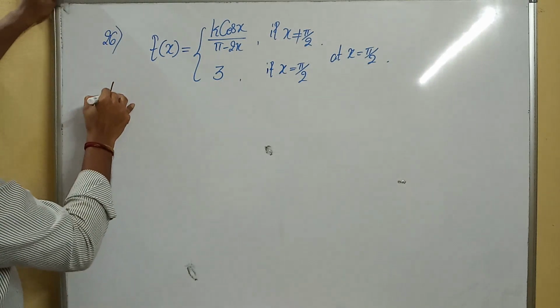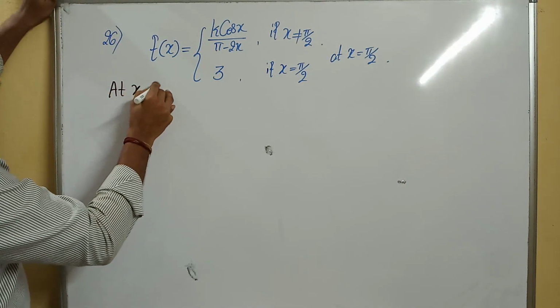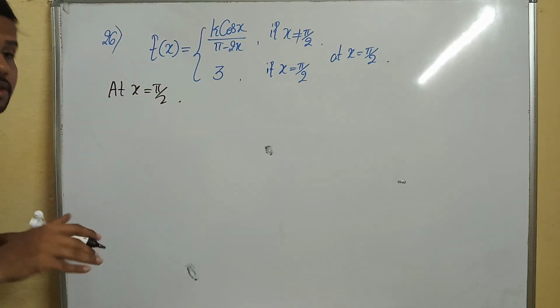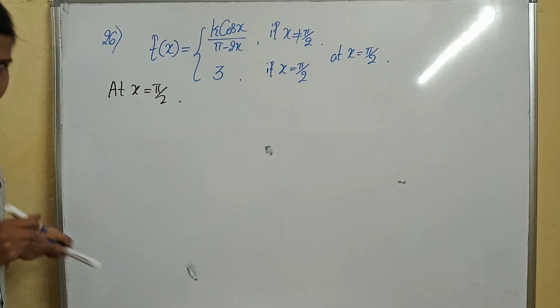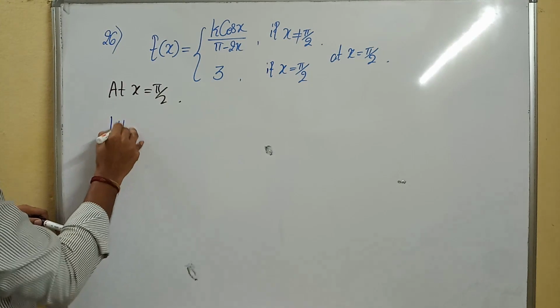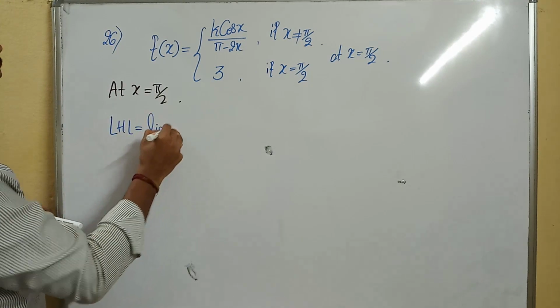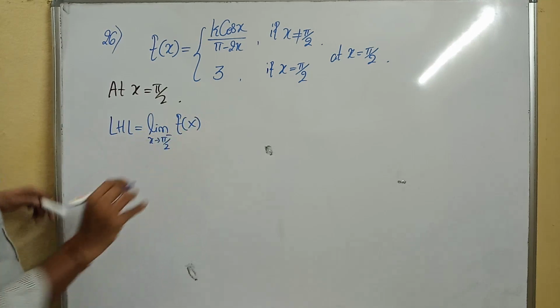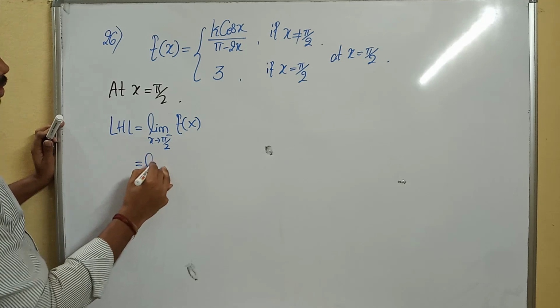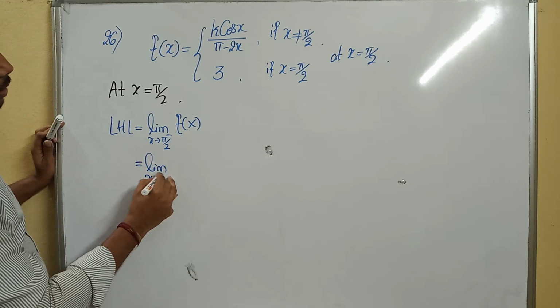Concentrate on the board. At x is equal to pi by 2, we are not checking whether it is continuous. They already gave that it is continuous. We are finding the value of K. Got it? That's why, what is the LHL value? LHL value will be the limit of f of x as x tending to pi by 2 minus. Okay, now it will be limit as x tending to pi by 2 minus.